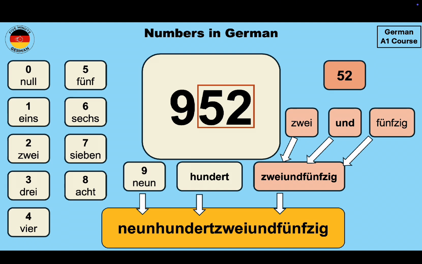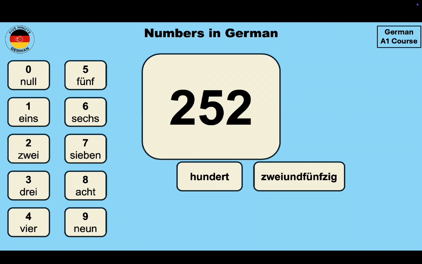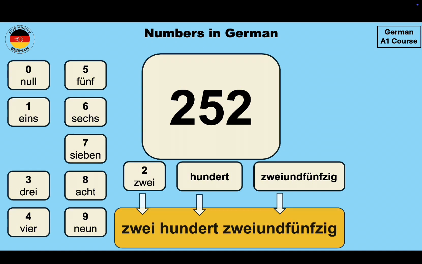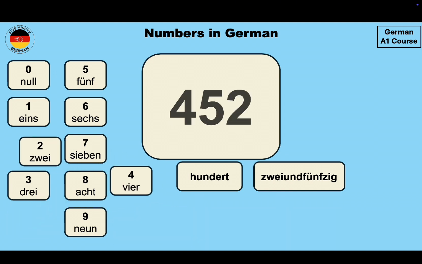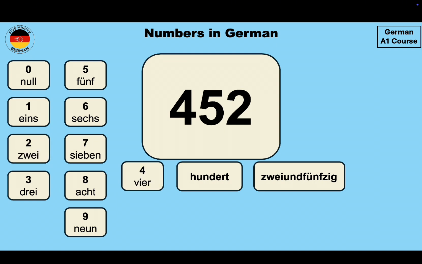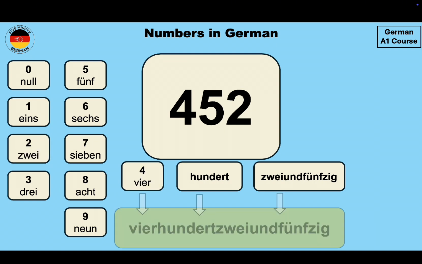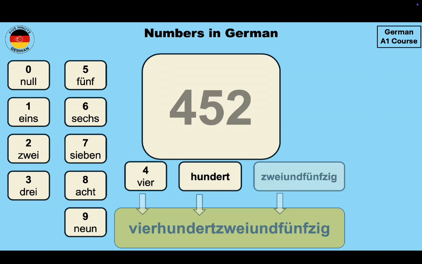Now let's change the first digit. So 252, this will become 252. So we just change the first number, 252, and it is written without the space. I know it's a little difficult to read, but with time and practice, you will be able to read this. Let's take another example. So 452, it will again follow the same pattern. 452. Let's take a different example.